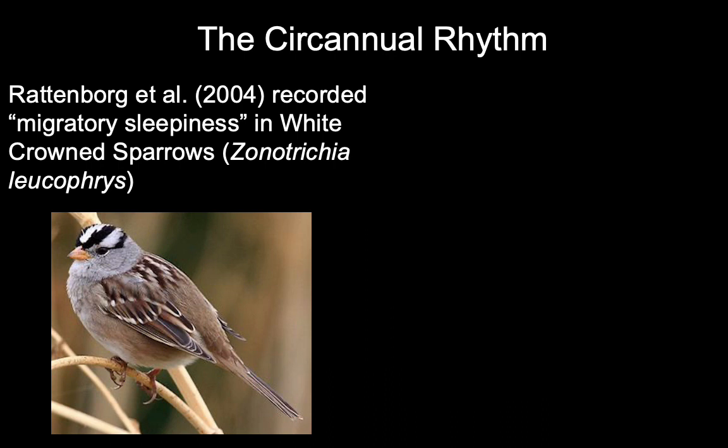Now I'm going to talk about a particular experiment that was done in 2004, taking a look at circannual rhythm migratory behaviors in birds. This one was done in white-crowned sparrows that you can see pictured here. And in this experiment, they recorded migratory sleepiness. One question was posed: if we have birds that are diurnal, they're active during the day, singing, finding food, foraging, and they're also migrating at night during the migratory season, does this mean that they're sleeping less throughout a 24-hour period?